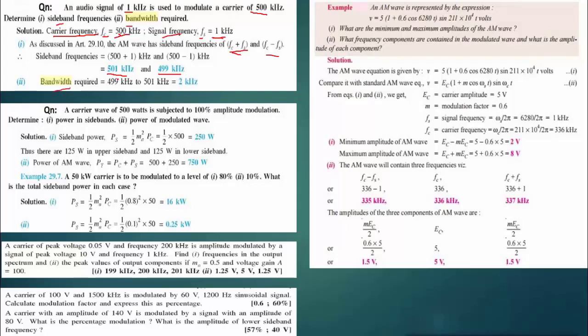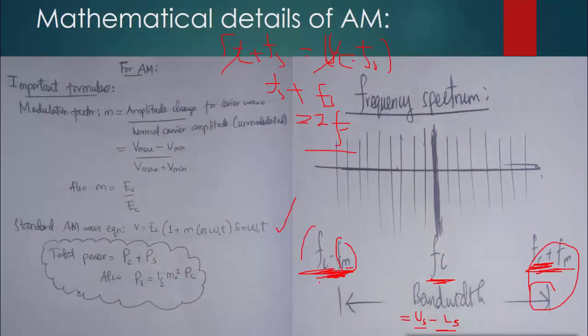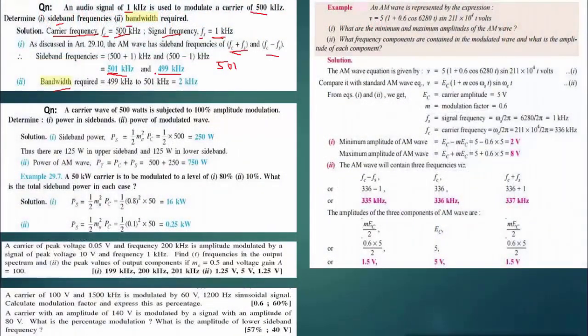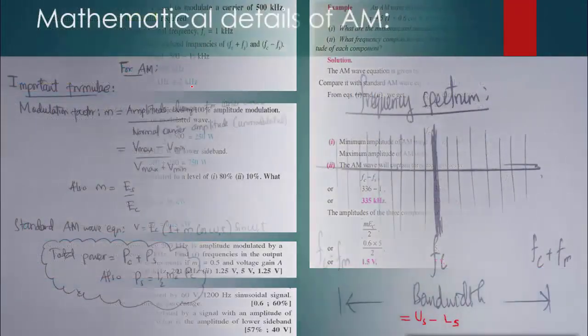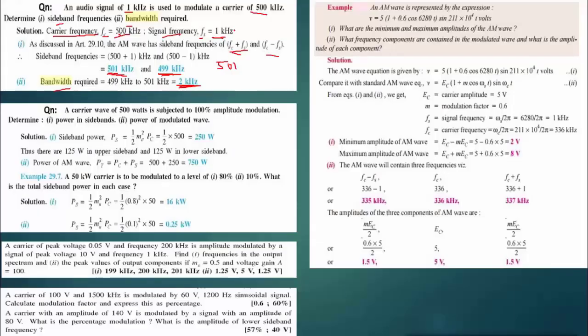So the bandwidth required is actually the difference between 501 and 499. Our interest is the distance from the upper sideband to the lower sideband. This distance here is the bandwidth. So if we take 501 minus 499, you will realize that it is 2 kilohertz. The distance from the upper sideband to the lower sideband is what we call the bandwidth. As we said earlier, in amplitude modulation the bandwidth is usually twice the signal frequency. The signal frequency was 1 kilohertz, so 2 times 1 gives 2 kilohertz.